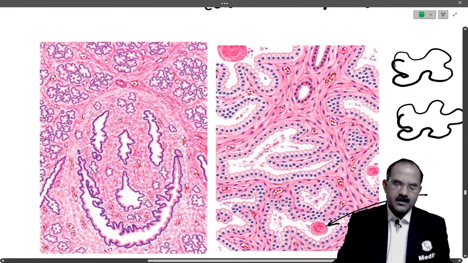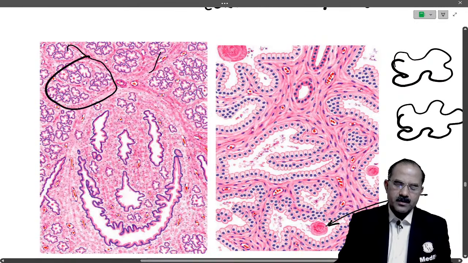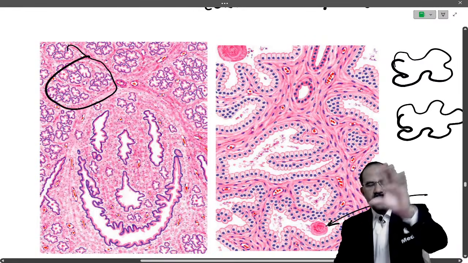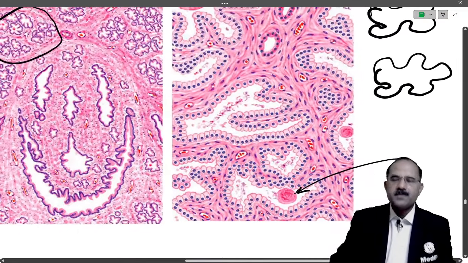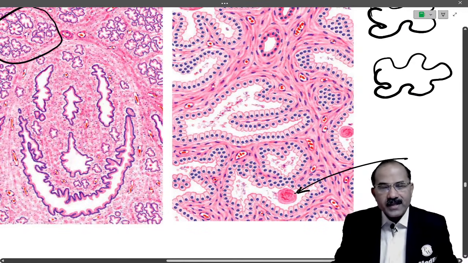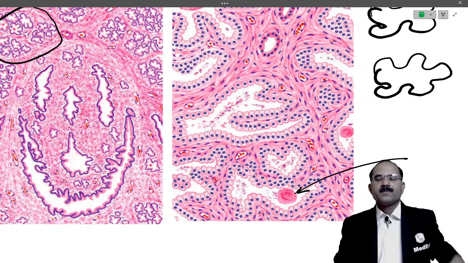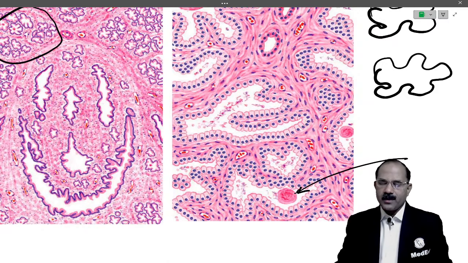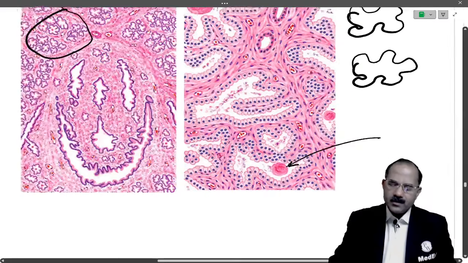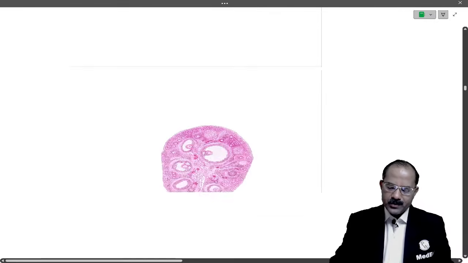You can see these are the various lobules. The capsule divides the prostate into various lobules. Each lobule will have glands which are involuted, and the glands will have prostatic concretions, prostatic secretions, corpora amylacea. Fine. So, prostate. Try to identify the prostate also.